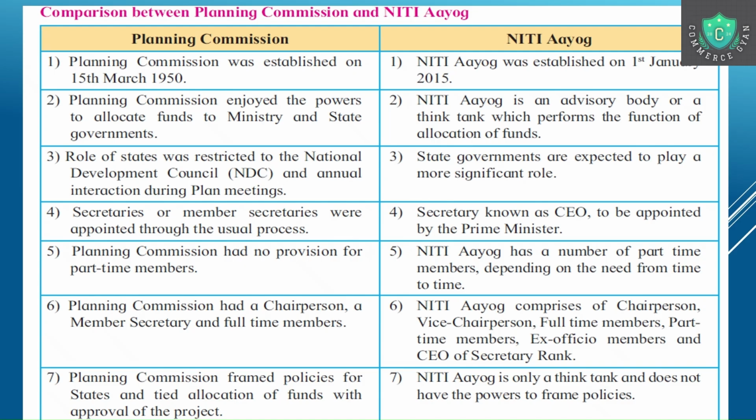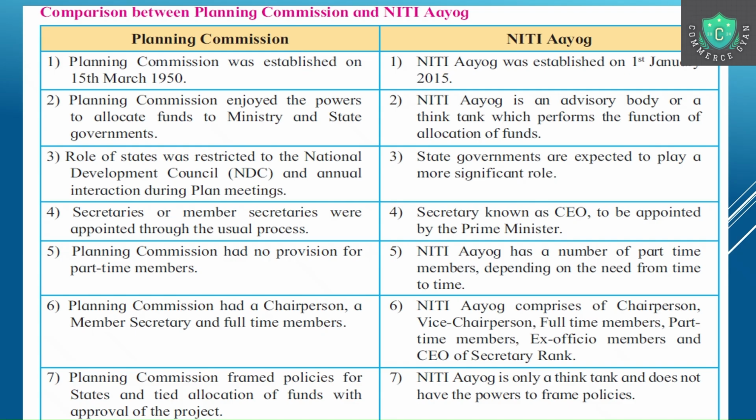Now take a look at the comparison between the Planning Commission and the NITI Aayog. If you see the common factors, there were many things which were also, some alterations were done. So if you see the Planning Commission, it was established on 15th March 1950. NITI Aayog was established when? In the year 1st January 2015. Planning Commission enjoyed the powers to allocate funds to ministries and state governments. Now, NITI Aayog is an advisory body or a think tank which does not perform the function of allocation of funds.